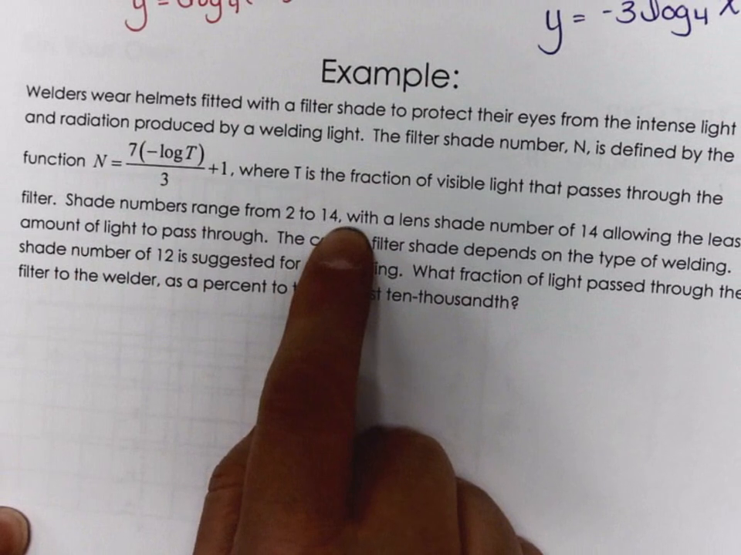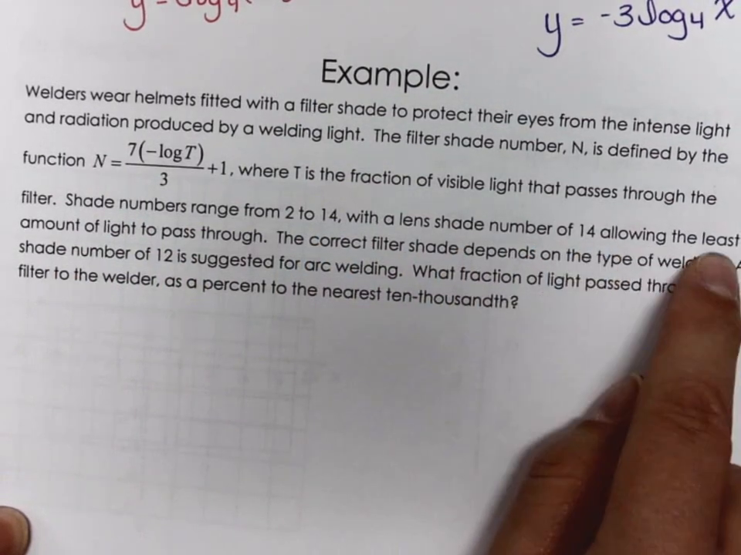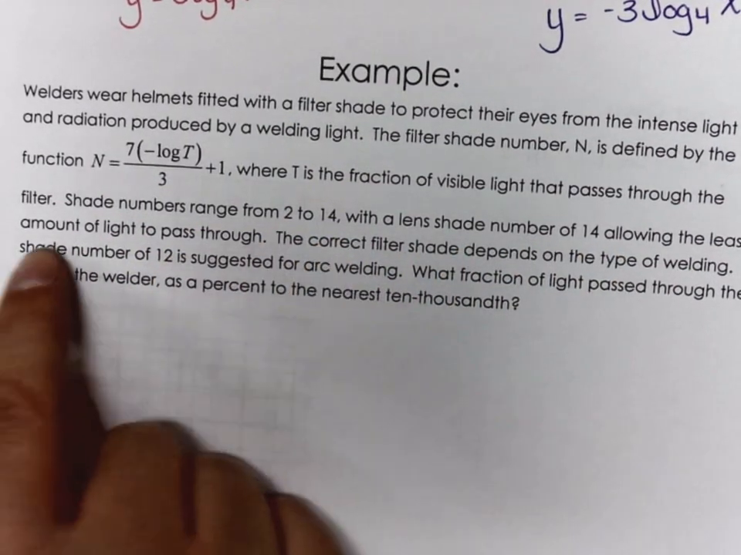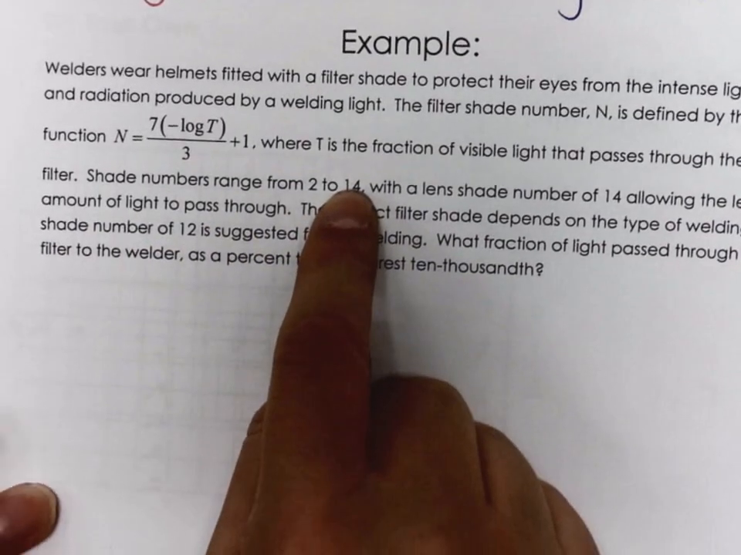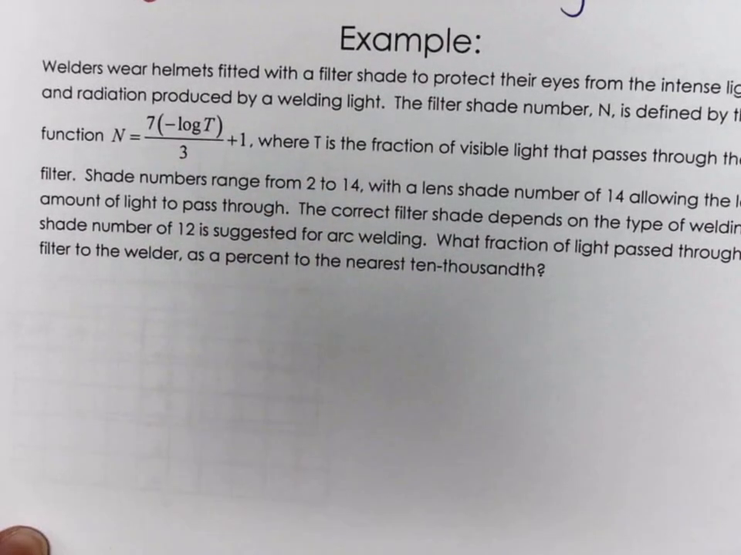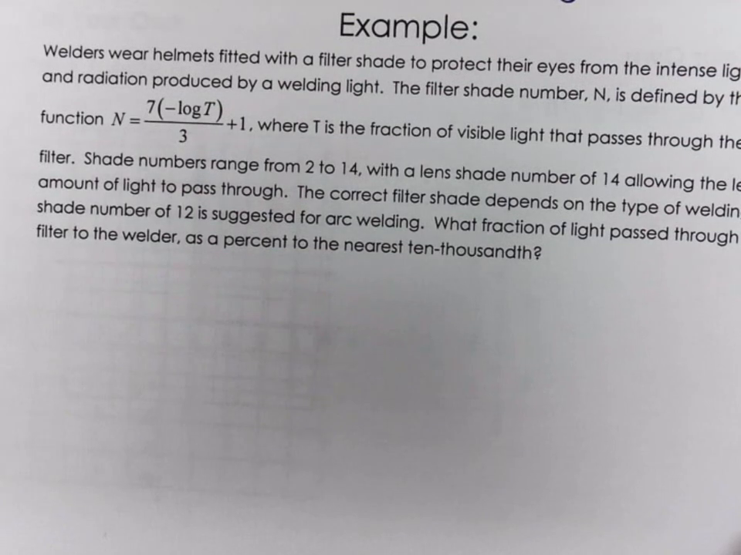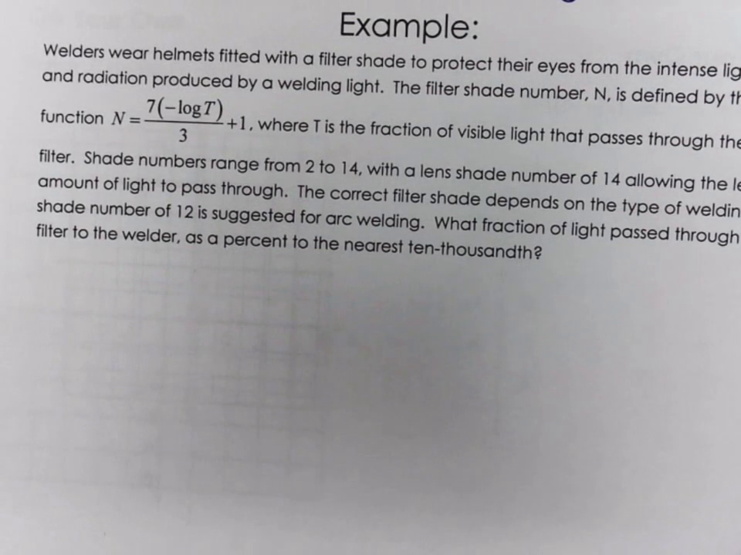Shades range from 2 to 14, with a lens shade number of 14 allowing the least amount of heat or light through. So 14 is your darkest, 2 is your lightest. Correct filter shade depends on what type of welding. Shade number 12 is suggested for arc welding. Just in case you're looking at doing something after school, use a shade number 12 if you're arc welding. What fraction of light passes through the filter to a welder, as a percent to the nearest 10,000th, if you're arc welding and using a shade 12?